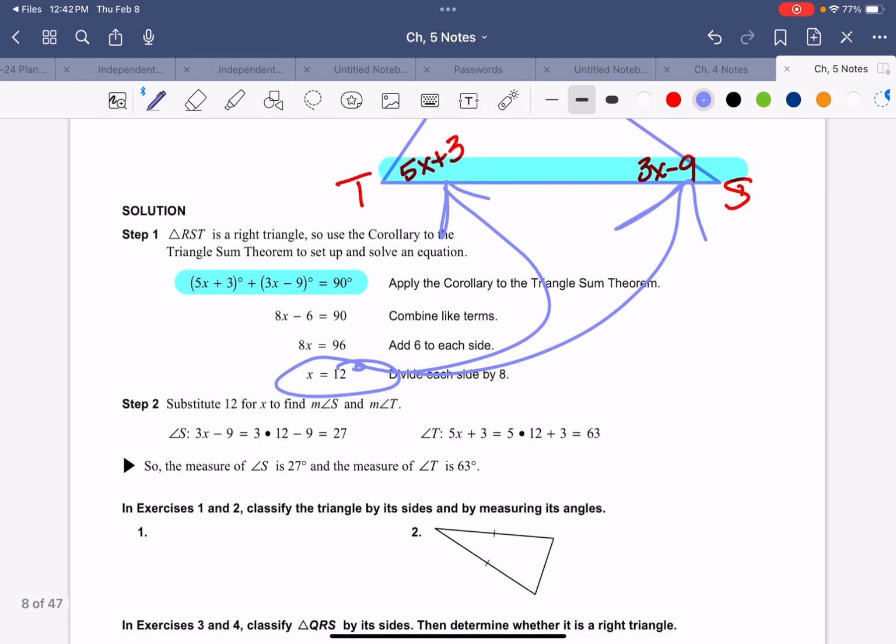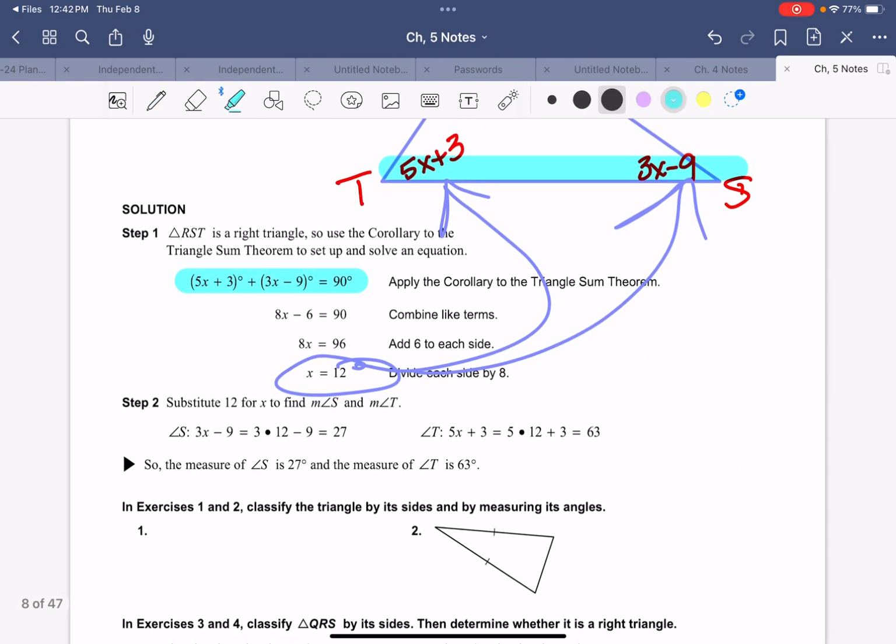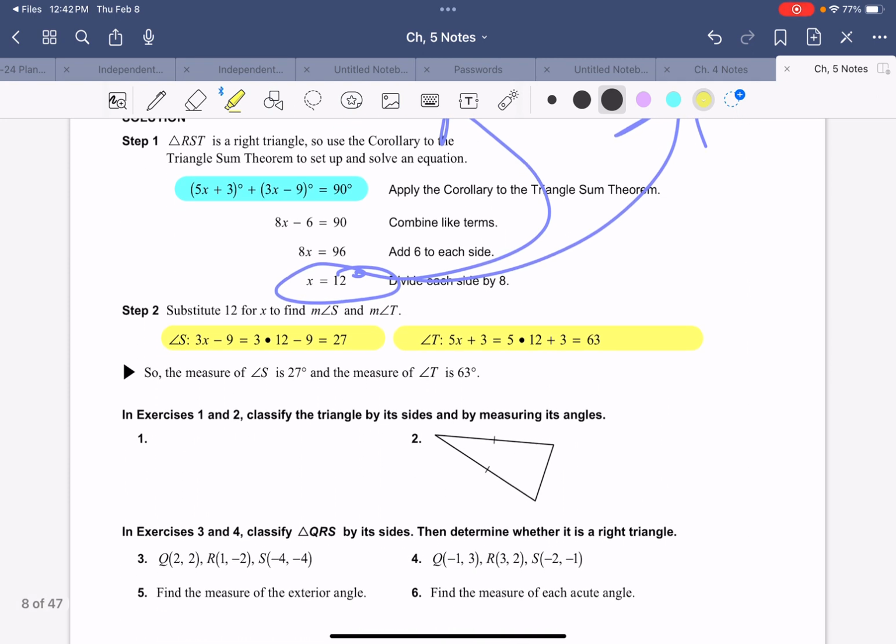And the answer is yes. You can see right here, they plugged it back in. Okay. Now let's look at exercise 1. We are going to classify these triangles. Okay, so we are going to classify them.